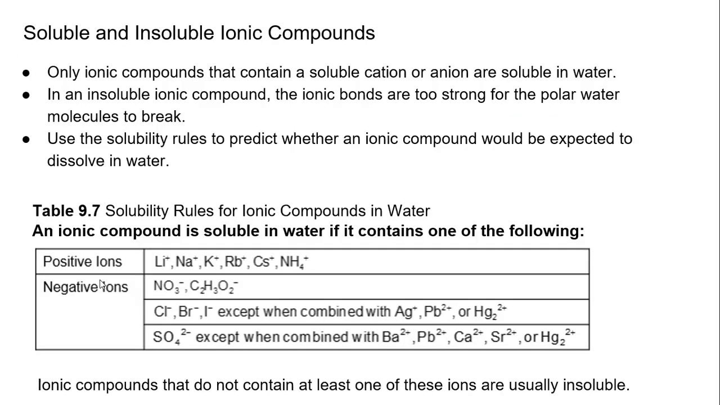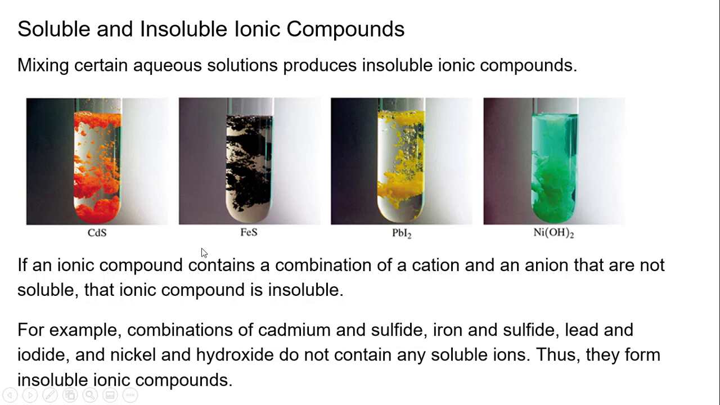This is what happens when what you're working with isn't listed here, or does not have a cation or anion attached to it. I'll explain what this is in a minute, but let's go back to this. If an ionic compound contains a combination of a cation and anion that are not soluble, then the whole compound's not soluble, of what you are producing from the double replacement reaction. In this case, this is a product of cadmium and sulfide. This is iron and sulfur, and this is lead and iodine, or iodide.